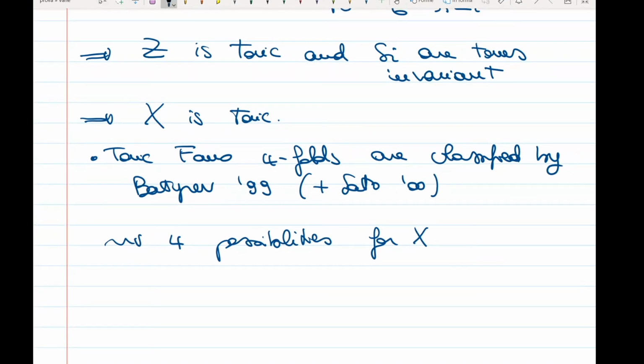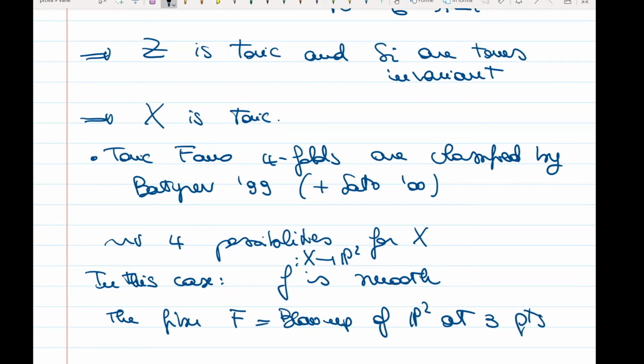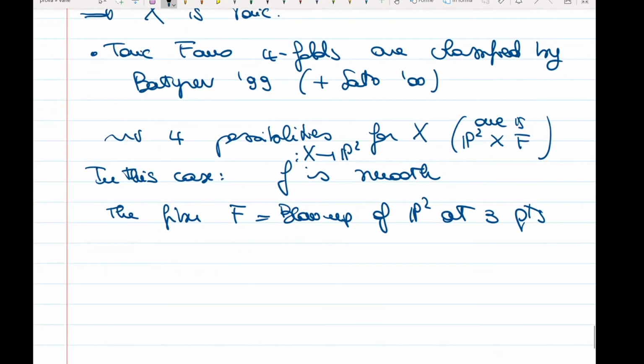In this case, F is smooth, F from X to P2, and the fiber F is just the blow up of P2 at 3 non-collinear points, and one of these possibilities is just the product. One is P2 times F, and the other ones are not products. Okay, so this is what happens when the degree of the last surface S1 that we blow up is 1, X is toric, and then it's an easy case.